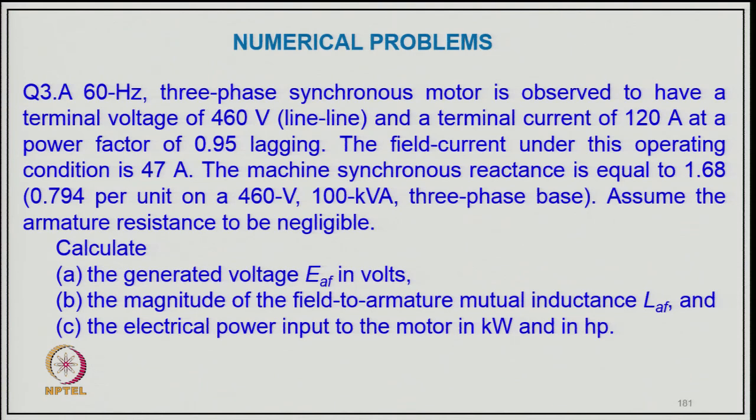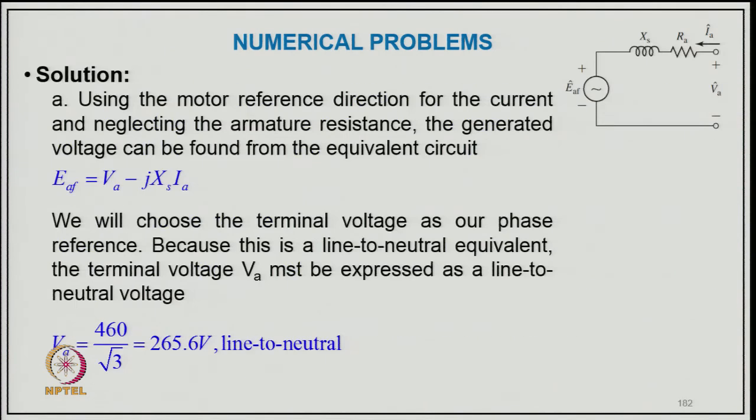Now, coming to example three. A 3 phase synchronous motor is observed to have a terminal voltage of 460 volt line to line and a terminal current of 120 ampere at a power factor of 0.95 lagging. The field current under this operating condition is 47 ampere. The machine synchronous reactance is equal to 1.68 ohm, that is 0.78 per unit on a 460 volt, 100 kVA 3 phase base, and assume the armature resistance is negligible. Calculate the generator induced EMF Ef in volt, the magnitude of the field to armature mutual inductance Laf, and the electrical power input to the motor in kilowatt and horsepower.